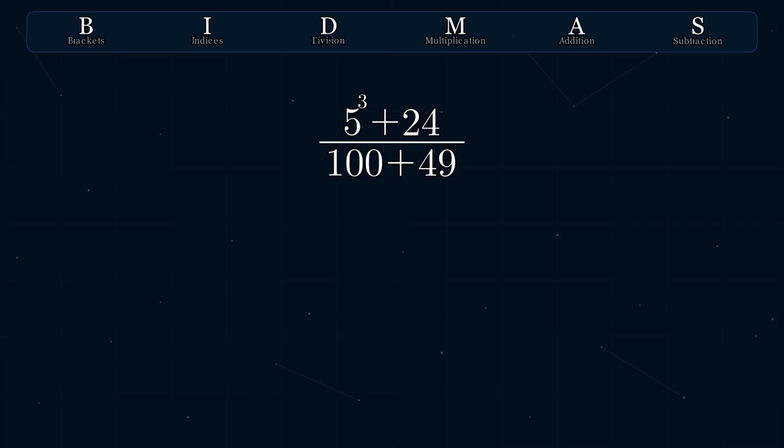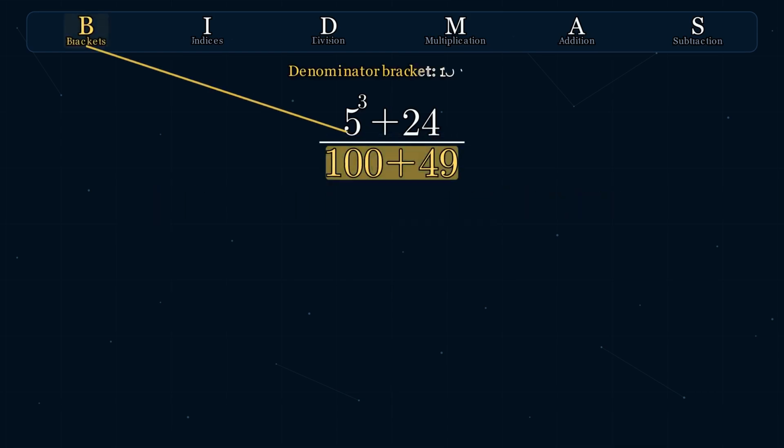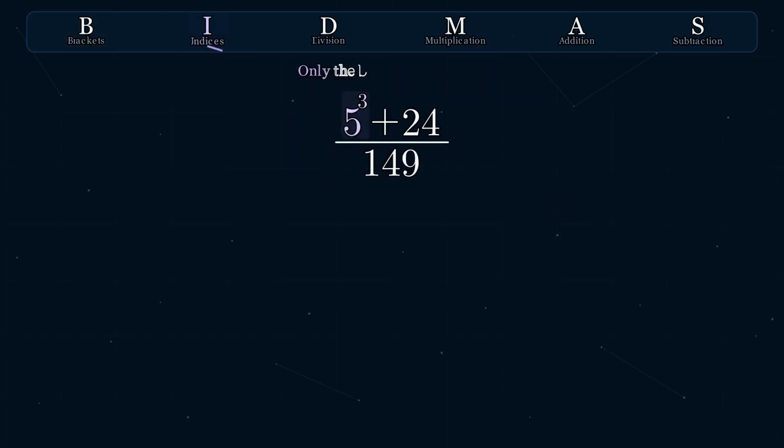Now a fraction. The top is 5 cubed plus 24. The bottom is 100 plus 49. The fraction bar groups the top and the bottom. Start with the bottom. 100 plus 49 equals 149. Now check indices. 5 cubed is the part we need. 5 cubed does not mean 5 times 3. That is not correct. 5 cubed means 5 times 5 times 5.